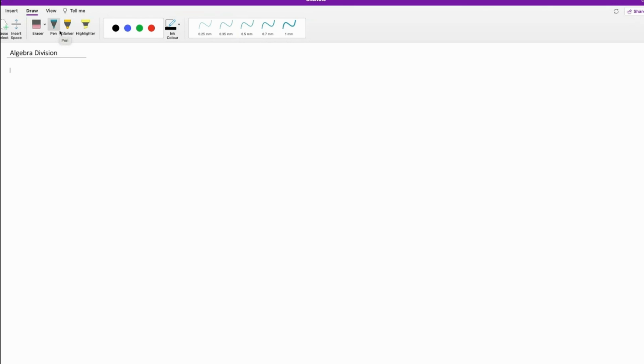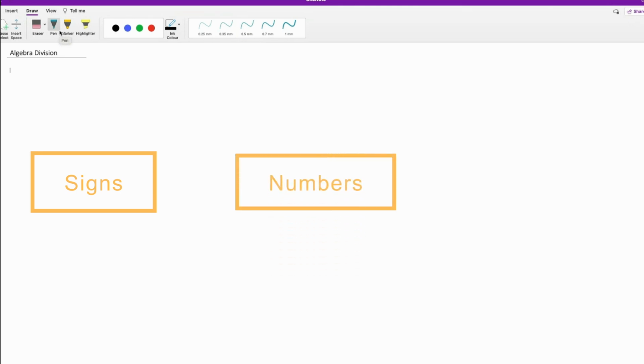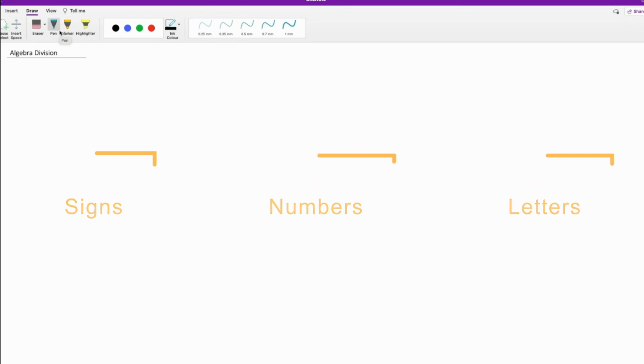So, the simple way to break down algebra division questions is to take 3 steps. The first step is by looking at the signs. So is it a positive? Is it a negative? The second step is looking at the numbers. The third step is looking at the letters, also known as a pronumeral.